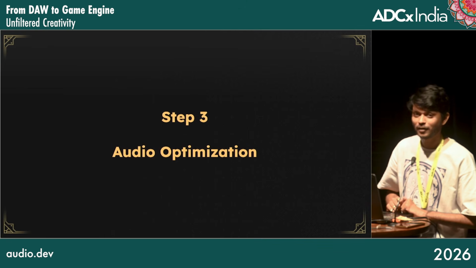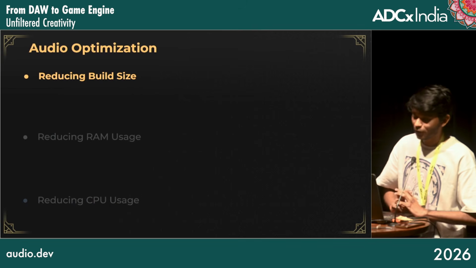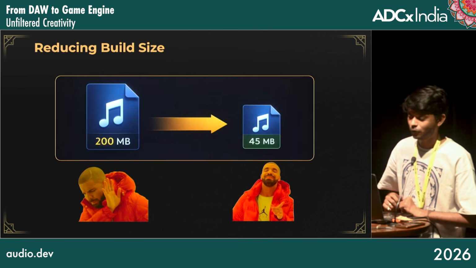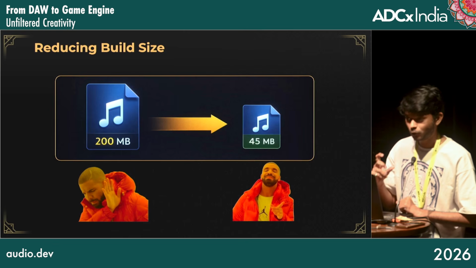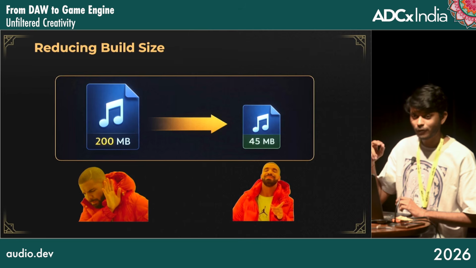With this, I welcome you to the world of audio optimization. It's very hard actually. So first one, let's start with reducing build size. In our first build, around 200 MB was the total size of audio inside the total build, and we have reduced it to 45 MB. Let me show you how we did this.